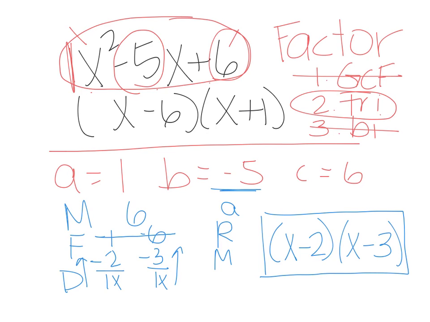Let's go back to the original question, which was, what did Jamie do wrong? Well, right here she has -6 and 1. It's not -6 and 1, it's -2 and -3. She chose the wrong factors, so that's why she's wrong.